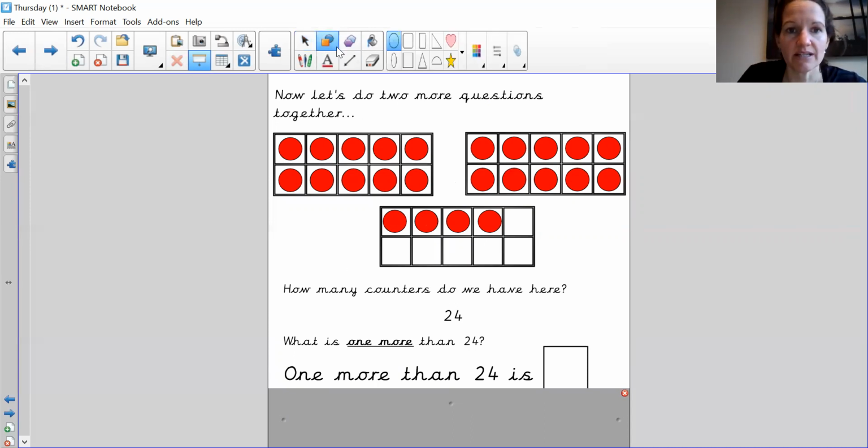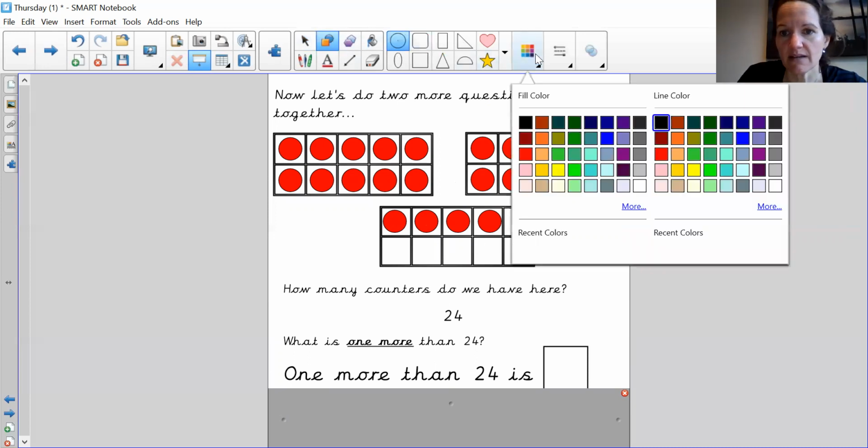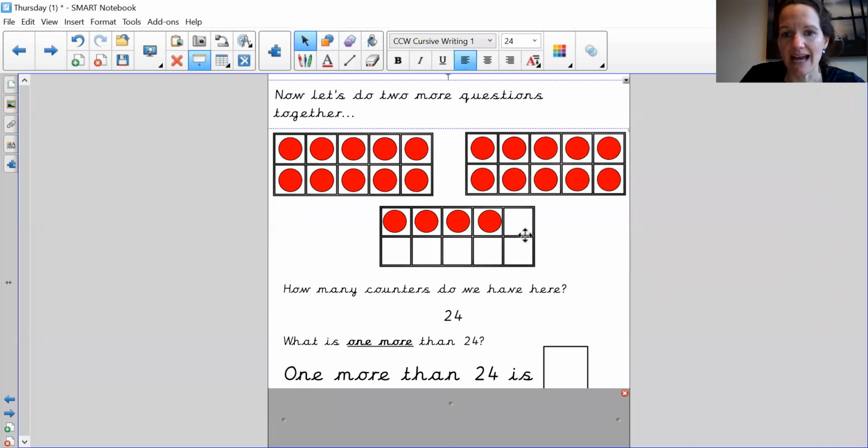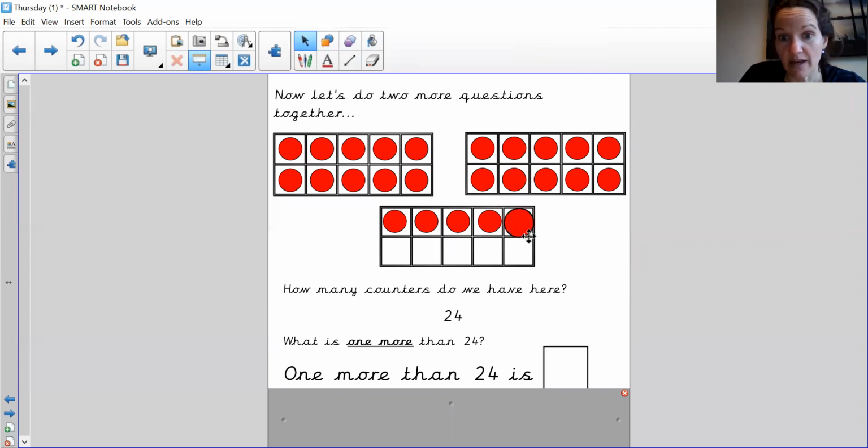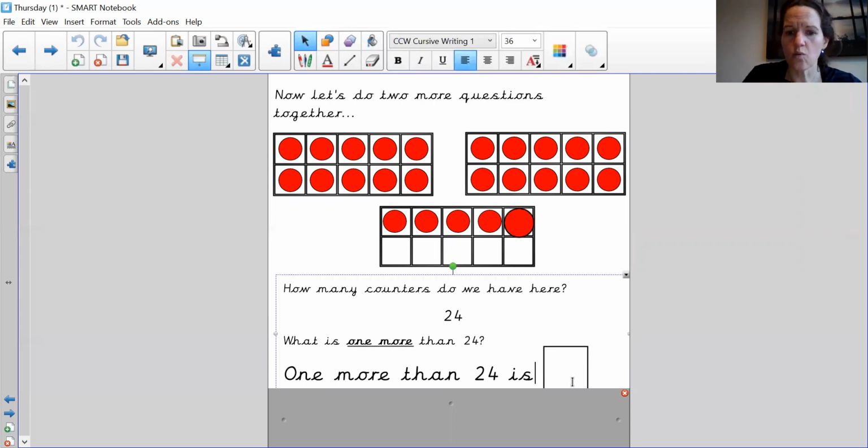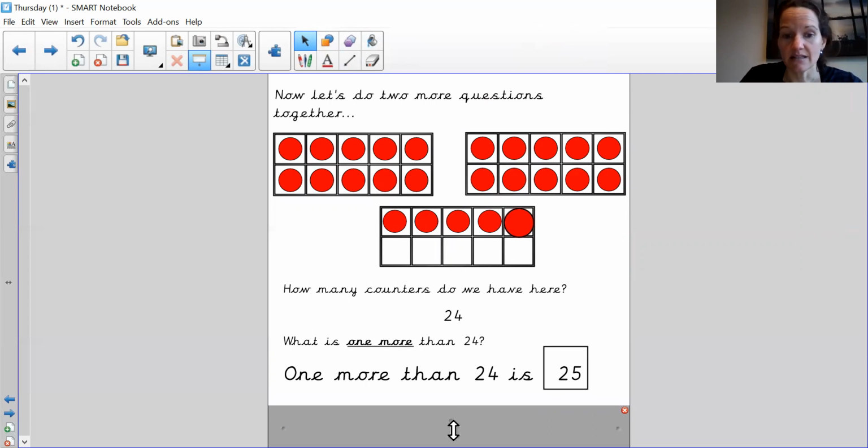So if I get my circle, see if this will work for me. Now I am going to add 1 more. And just put that in the spot. So there we go. I have now added 1 more. So what is 1 more than 24? So what comes after 24? 25. Well done.